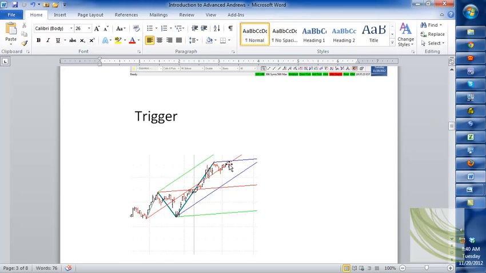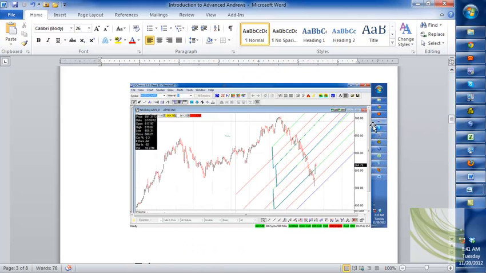And so at this point in time, there was an expectation that prices would not spend much time over this line here and go down, which they were very nice and cooperative, and they did.